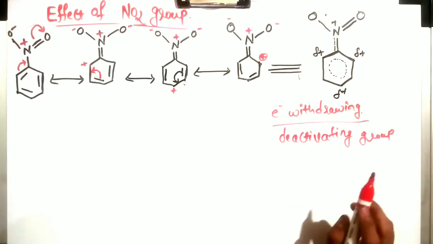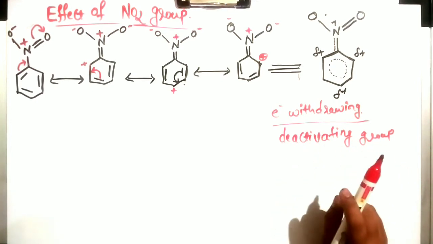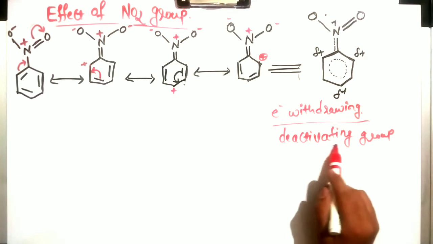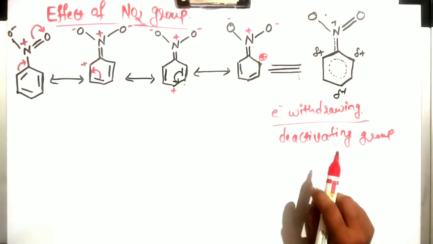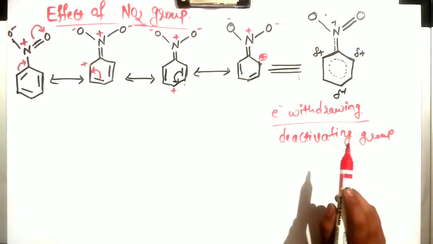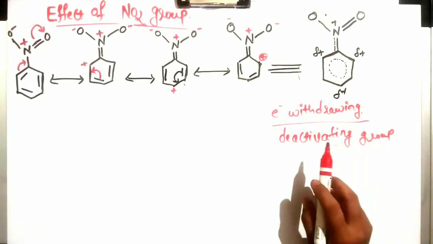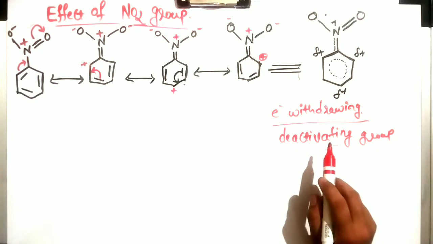Because it deactivates the benzene ring. So this is the deactivating group. So where does it deactivate the benzene ring? In the electrophilic substitution reaction, it deactivates the benzene ring.